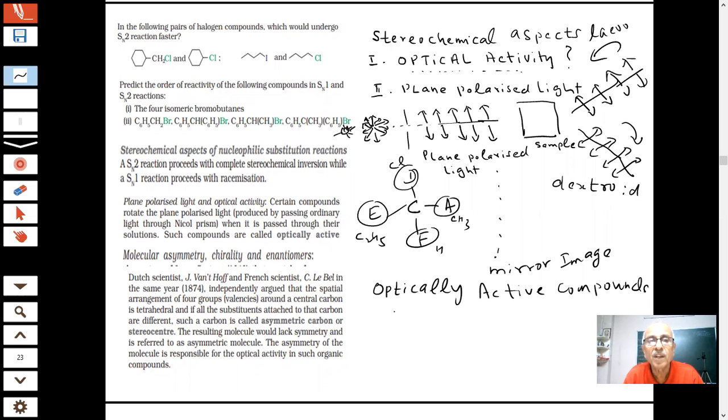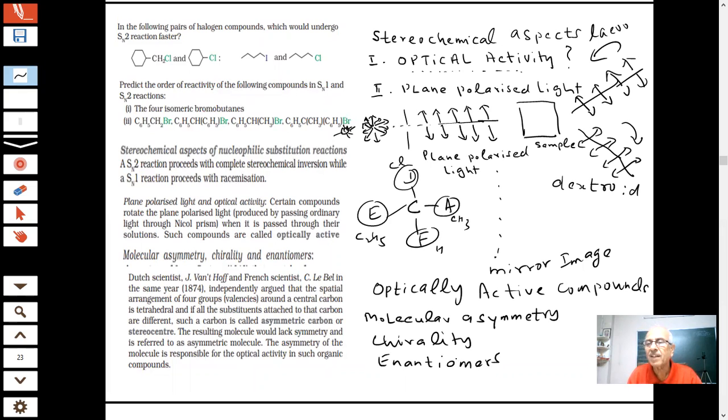So in this matter, we are going to learn certain important definitions and terms. We are talking of molecular asymmetry. What we want to learn is what is chirality, and what are enantiomers, students. In the exam, direct definitions are also asked. What is molecular asymmetry? What is chirality? What are enantiomers? Such questions will be asked in the paper.